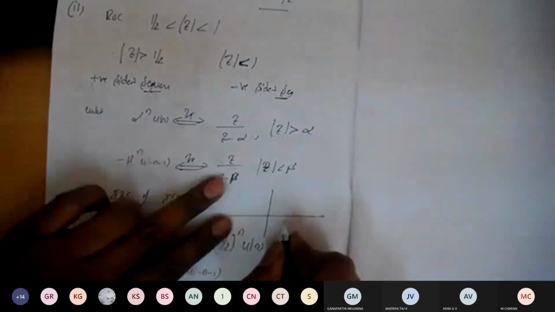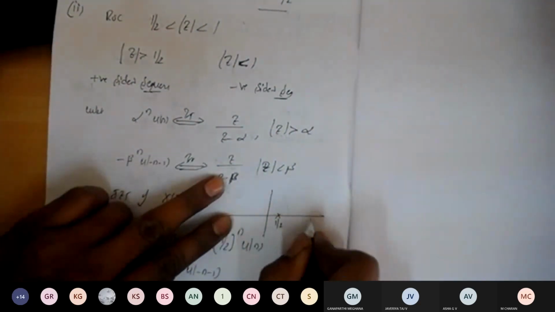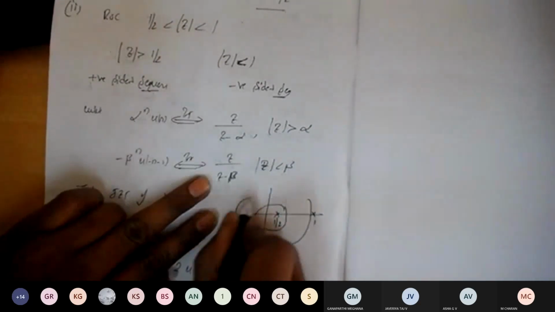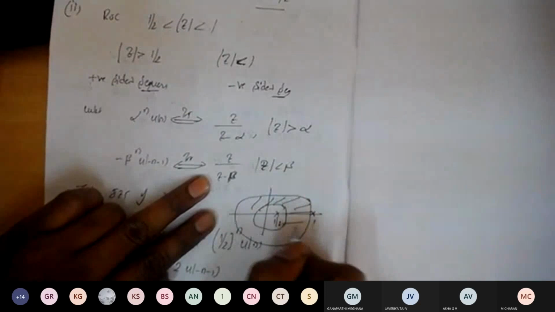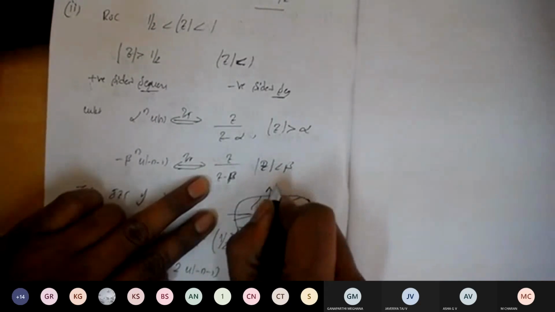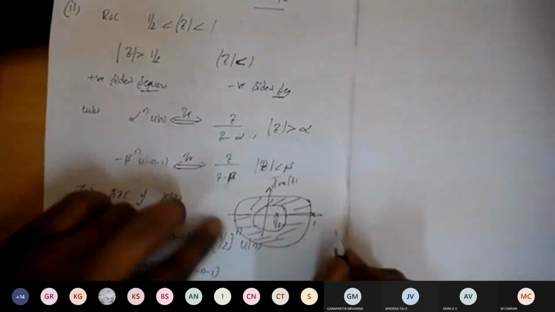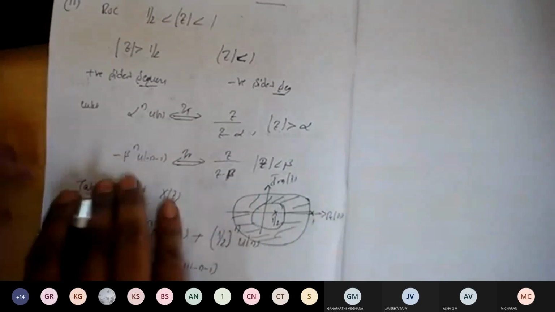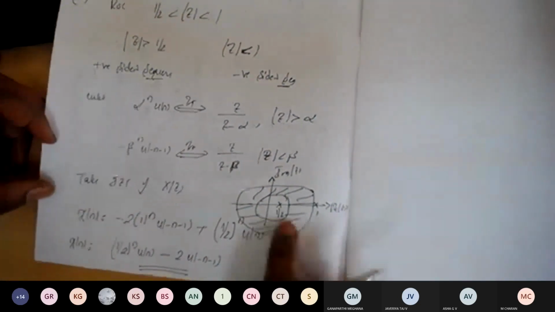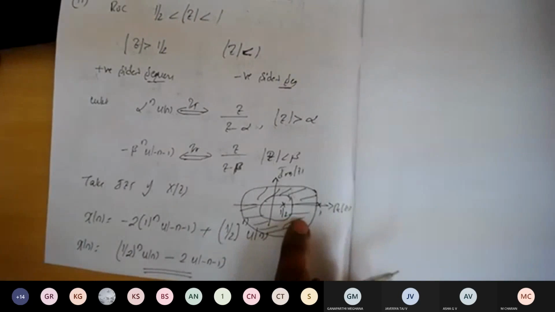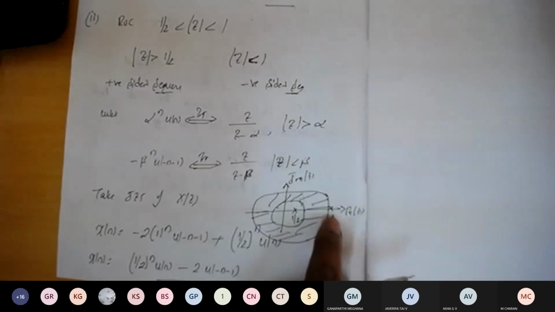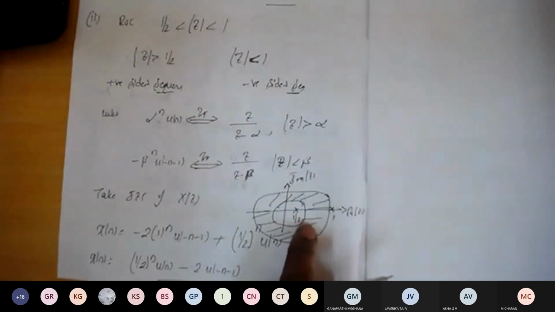So the two poles are located here. One pole is at 1/2. The other pole is at 1 here. So for this one, let us draw the two concentric circles. This is the ROC. So this is for the double-sided sequence. The ROC is going to lie above 1/2 and less than 1, so that we are going to get like this.